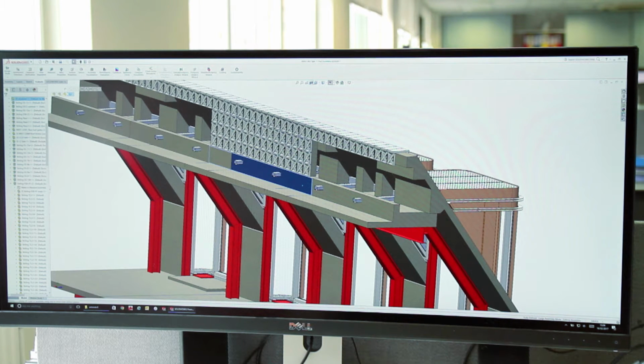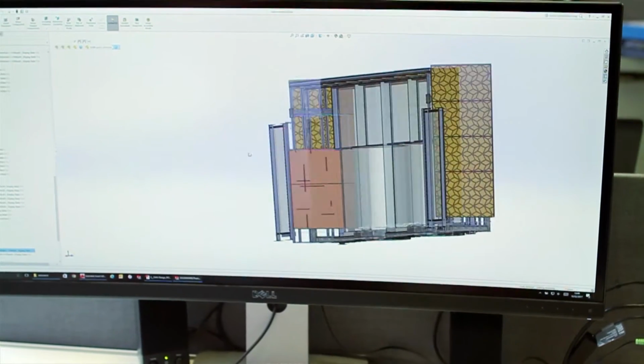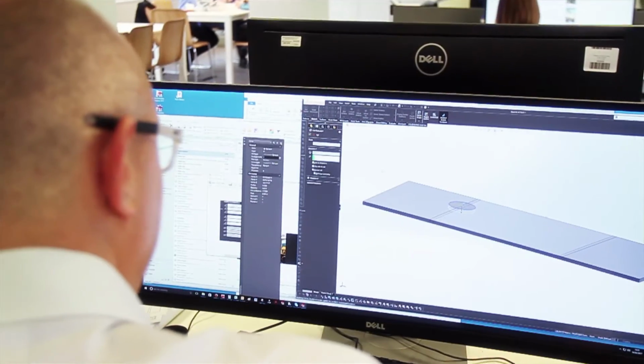The use of SolidWorks for us in design has actually led to our fabrication partners adopting SolidWorks as well. We have a fabricator that uses it and they find it very handy because we can just send them the model. They can interrogate that model, they can use our drawings.